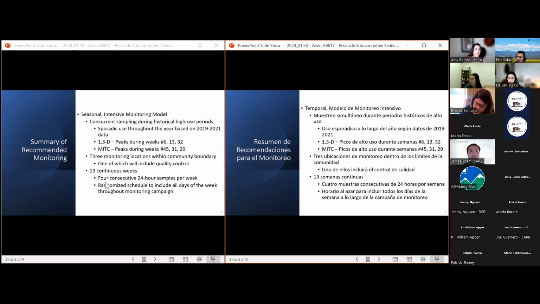So we're recommending 3 monitoring locations within the boundaries. One of those would be the quality control sampler. Usually that's at the downwind location. And I think for this community, that's in the Arvin area, in the southeast corner of the boundary.